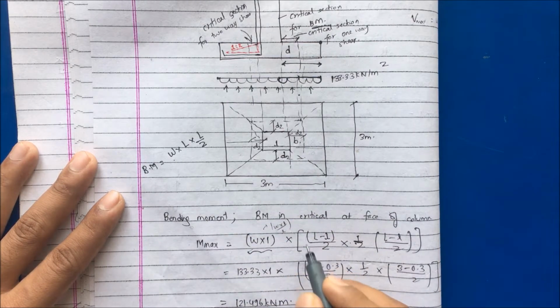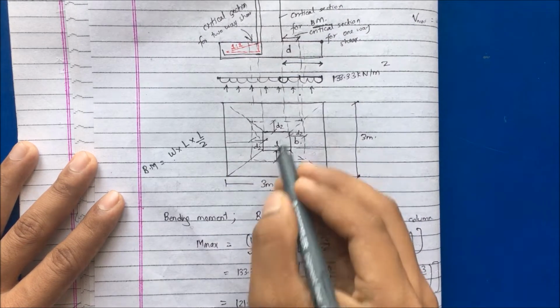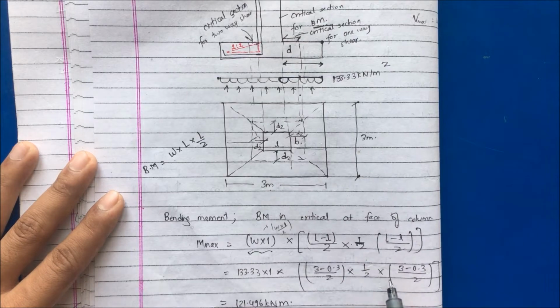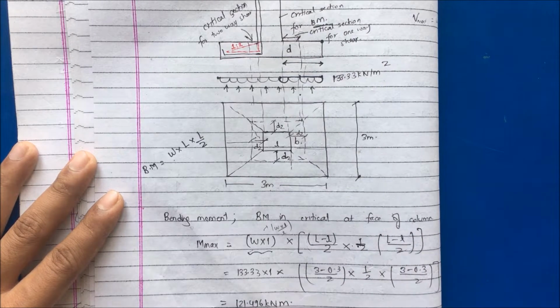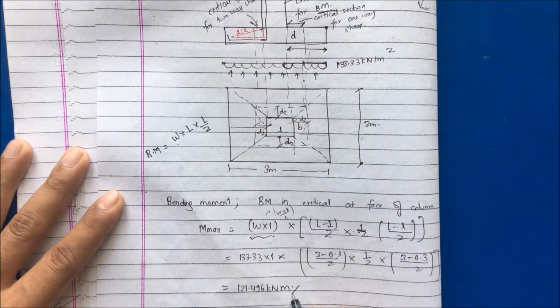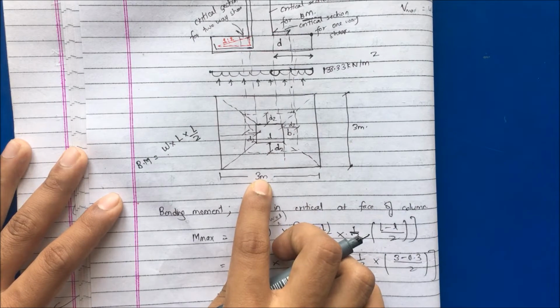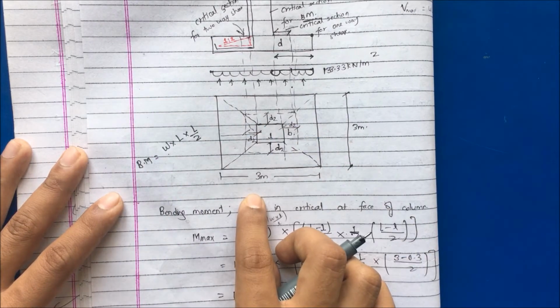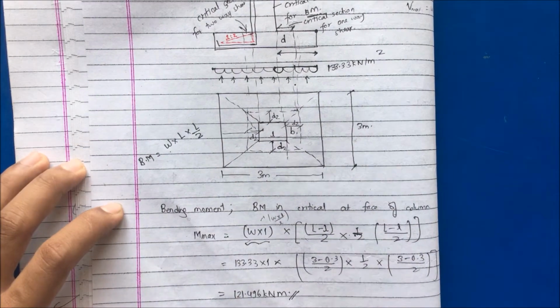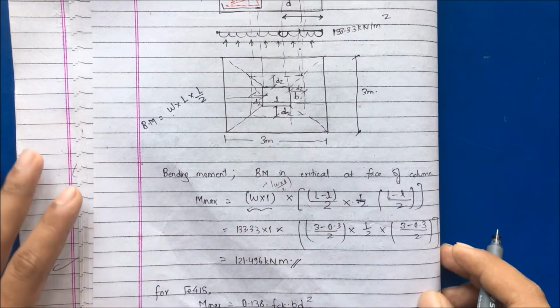Now substitute the length of the footing, 3 minus 0.3 divided by 2, length of the column 0.3, into 1 by 2, 3 minus 0.3 by 2. So this comes as 121.496 kilonewton meter. So this is the maximum bending moment acting in this column, acting in this footing. Then from this moment we can find out the depth required.